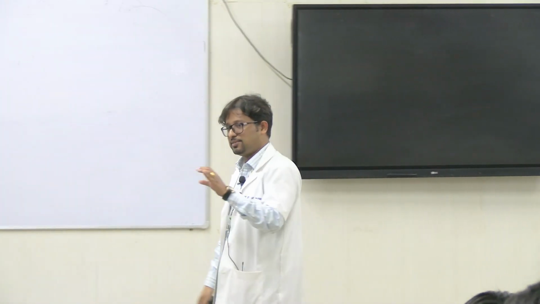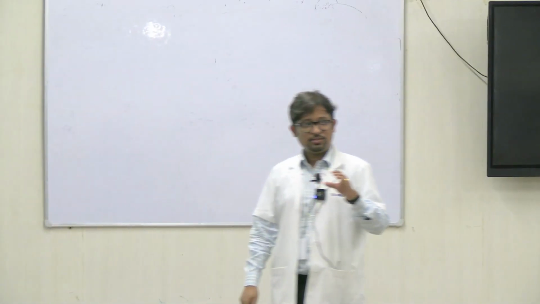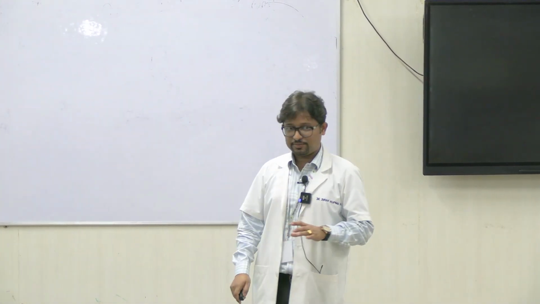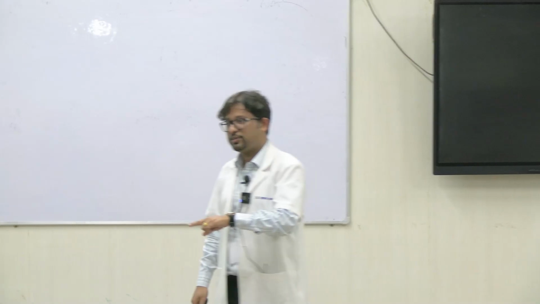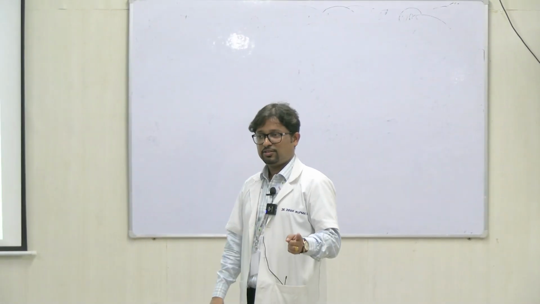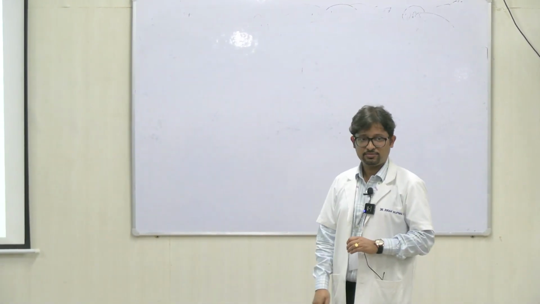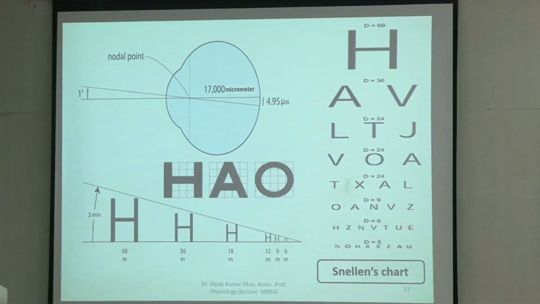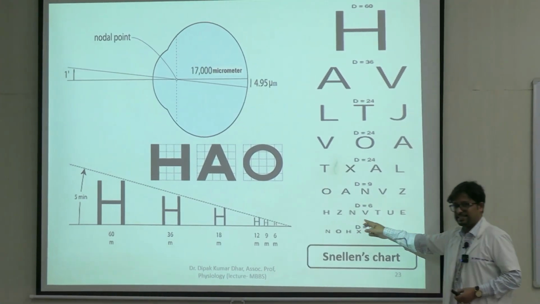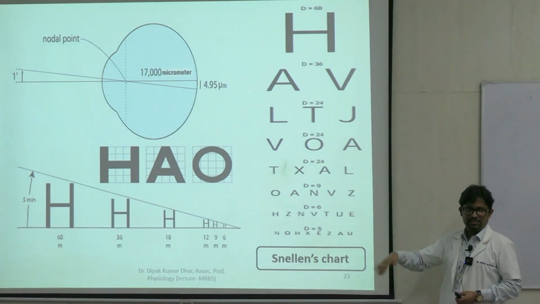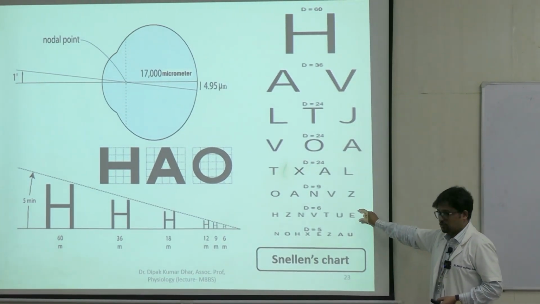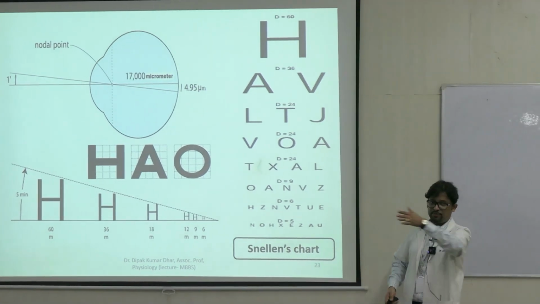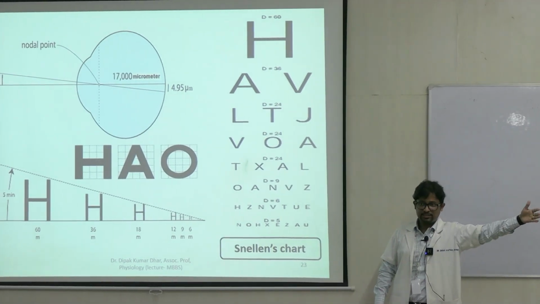So 6 by 36 means that the patient is reading from a distance of 6 meters the objects which were supposed to be seen from 36 meters. This is its interpretation. At 6 meters, ideally the subject should be able to read the line where it is written as 6. It is understood, right? Smaller objects you can read from a short distance, and the larger ones you should be able to read from a longer distance, right?